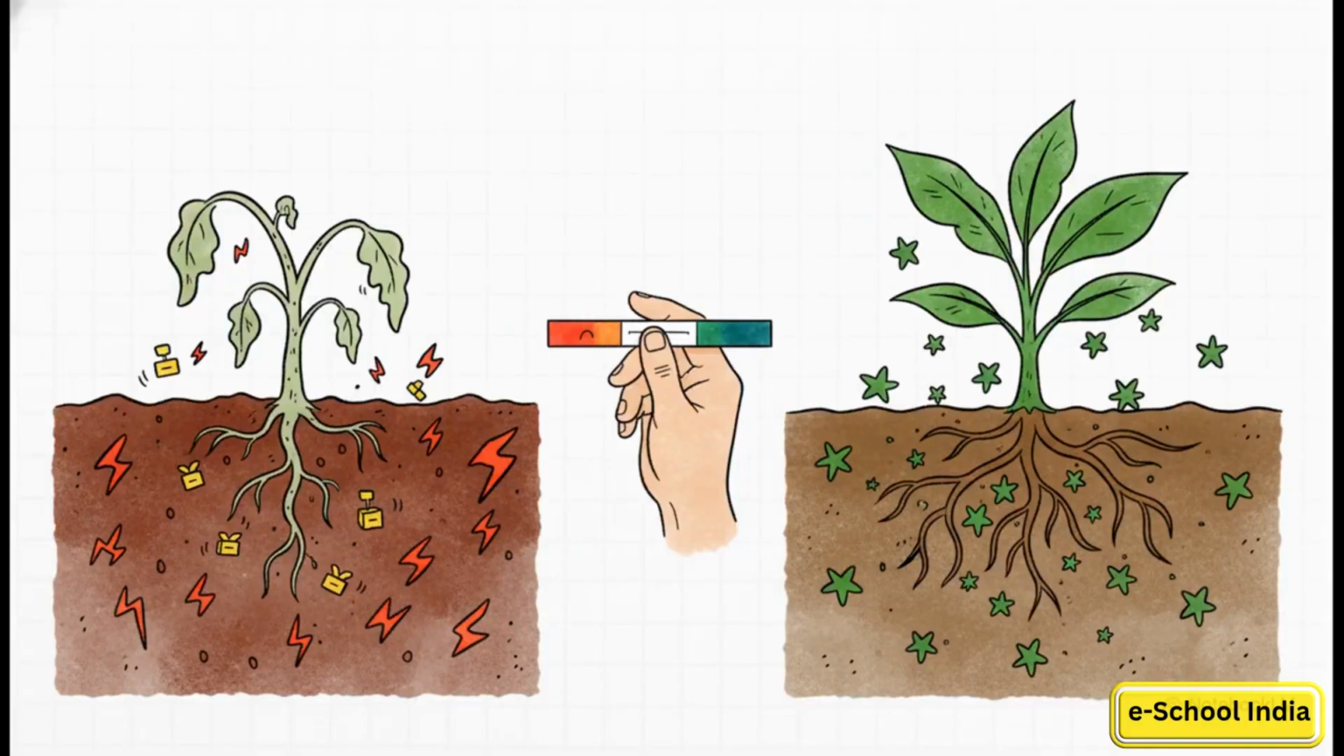And it's just as important in the ground beneath our feet. A soil's pH level controls which nutrients plants can absorb. This is why farmers are constantly testing their soil. They have to know the pH to choose the right crops that will actually grow and thrive there.